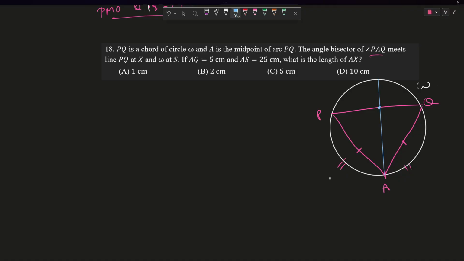Okay, so this is our point X, and XS is equal, so this is equal. And then AQ is 5 centimeters, so AP is also 5, and then AS is 25.